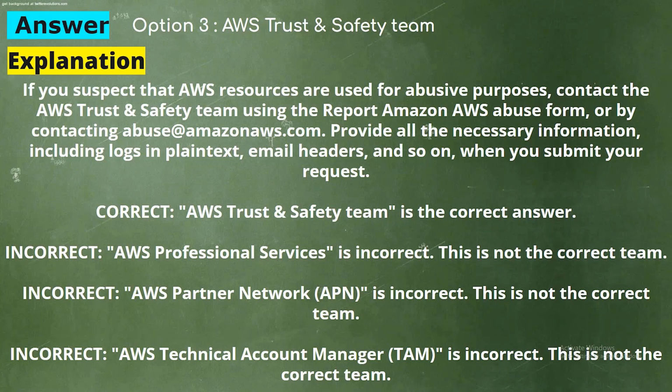Incorrect. AWS Professional Services is incorrect. This is not the correct team. Incorrect. AWS Partner Network, APN, is incorrect. This is not the correct team. Incorrect. AWS Technical Account Manager, TAM, is incorrect. This is not the correct team.